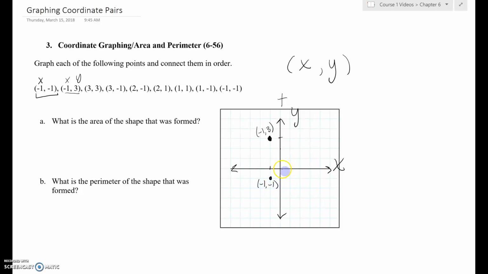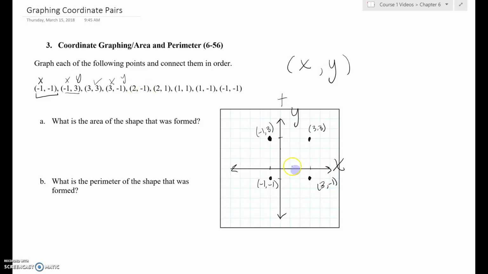All right, let's do 3, 3. So 3 on the x, 1, 2, 3 on the x, and then 3 on the y. So 1, 2, 3, we already know where that is. So where they meet is right there. That's 3, 3. What about 3, -1? So that's x and then y. So 3 on the x, 1, 2, 3 on the x, and then -1 on the y. We already did that. -1 was right there. So that's 3 on the x, and then -1 on the y.